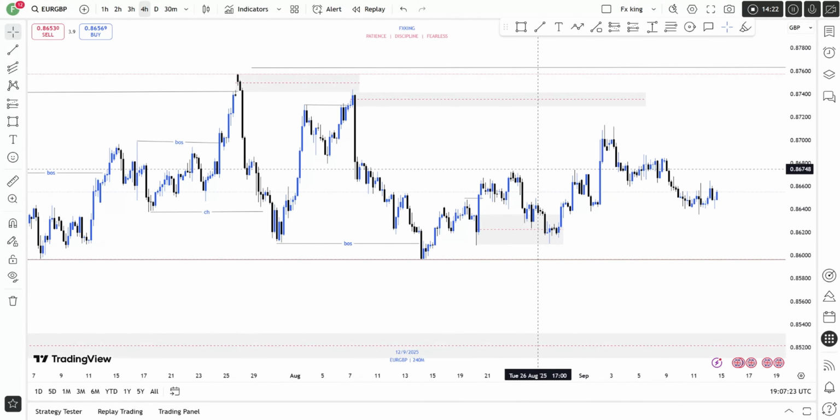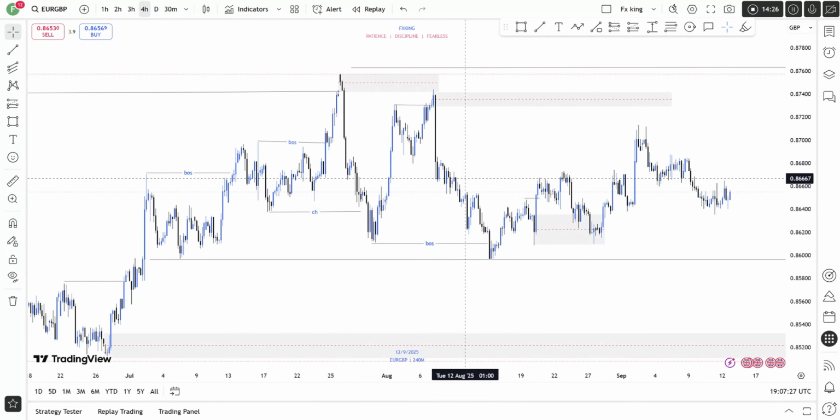on the daily time frame, which is bullish, it doesn't really make sense according to the narrative of the daily time frame. So what you want to see is it should actually align with the narrative of the daily time frame.